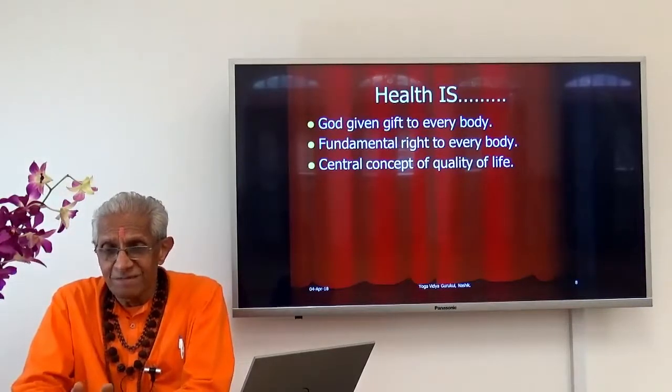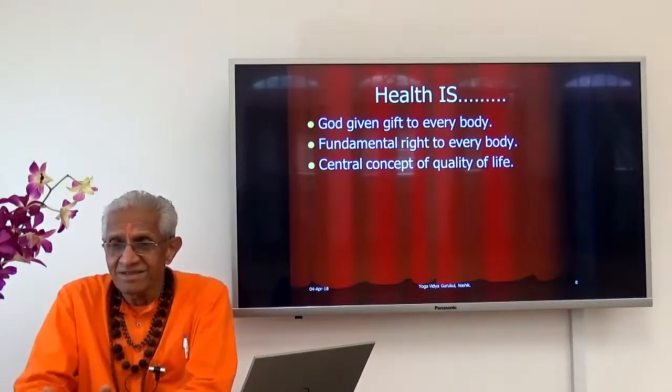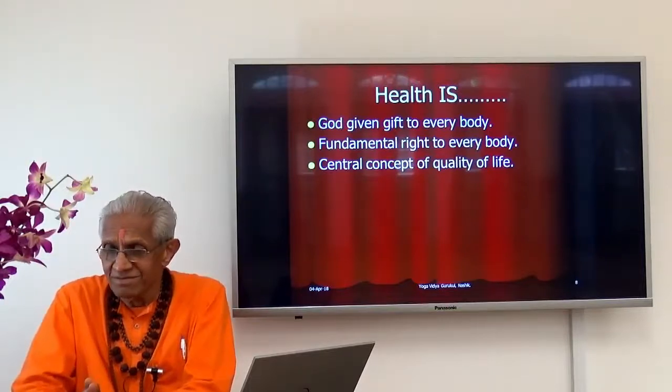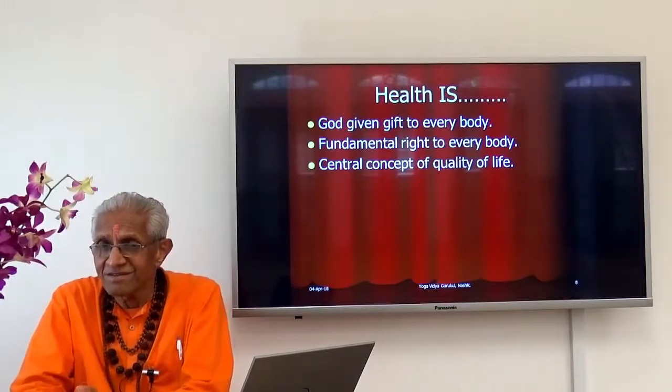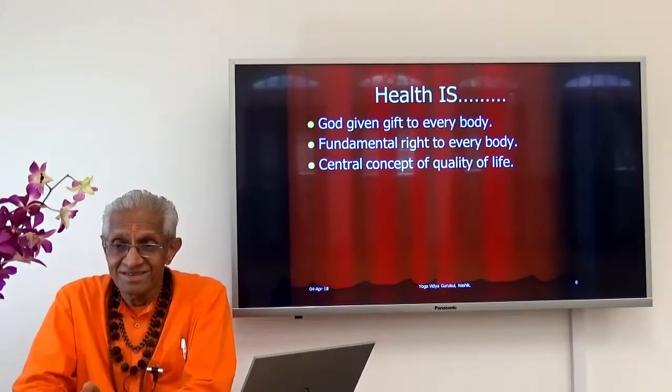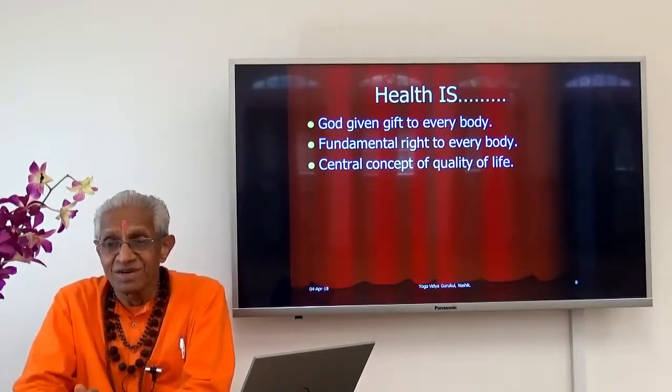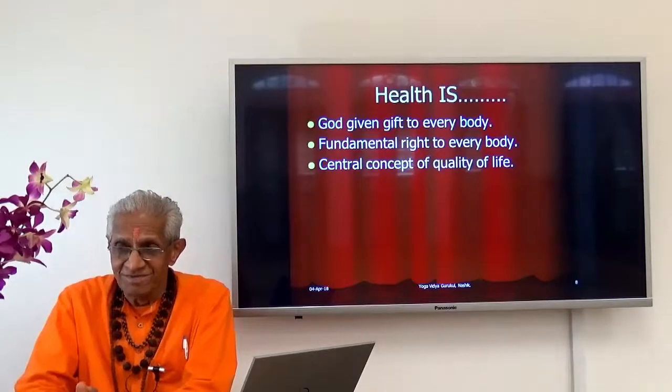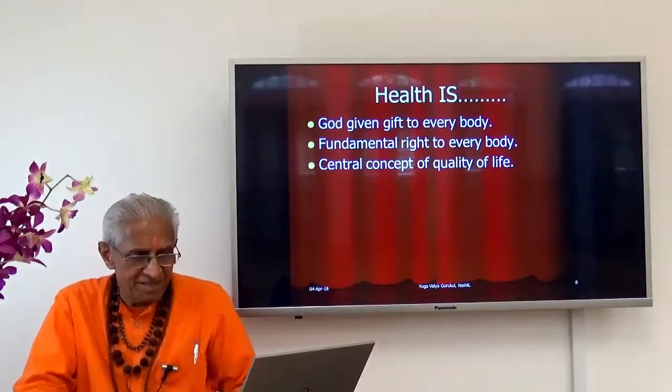So maintaining the health is no speciality, because it is already given to you. You are just maintaining it. What's special in that? If you improve the health, definitely you deserve some credit. So improvement of health also is possible, in particular with the help of yoga. That's what we'll see in detail, step by step.